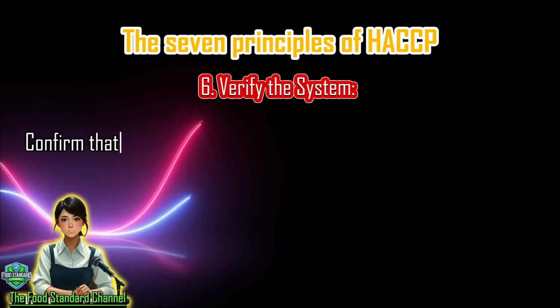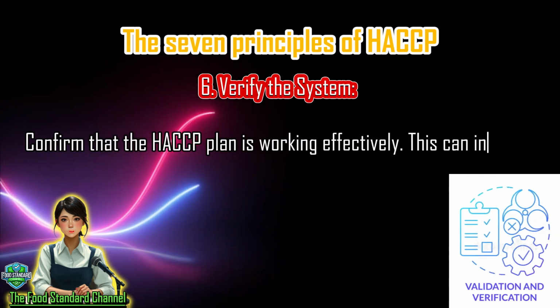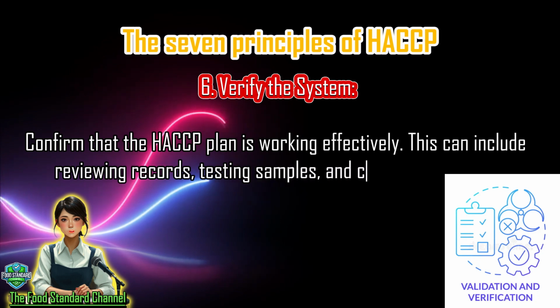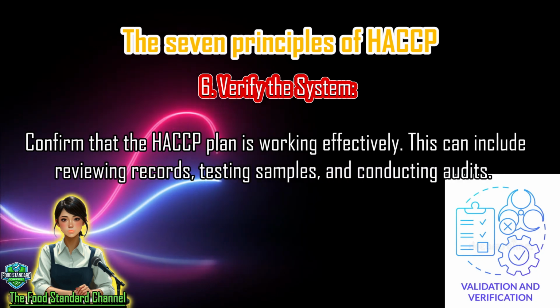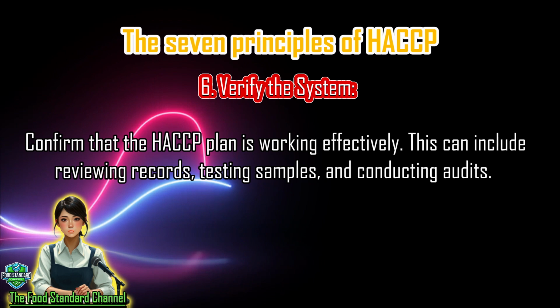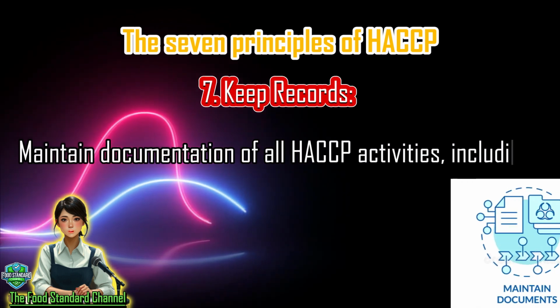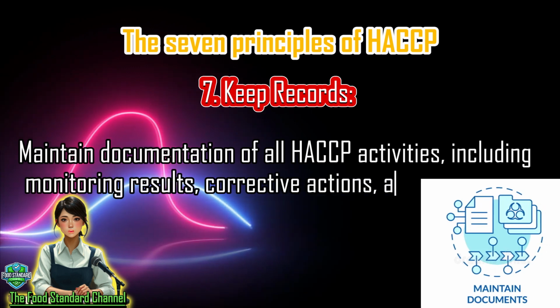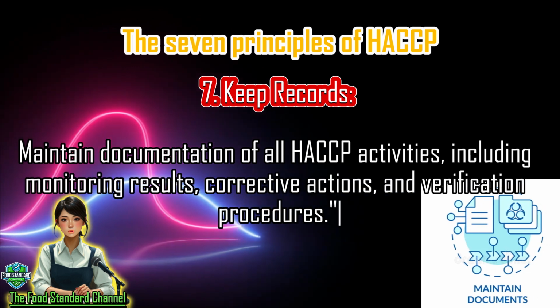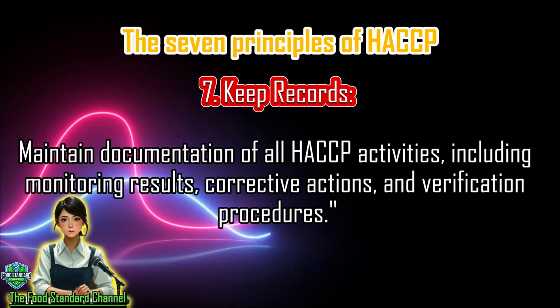6. Verify the system. Confirm that the HACCP plan is working effectively. This can include reviewing records, testing samples, and conducting audits. 7. Keep records. Maintain documentation of all HACCP activities, including monitoring results, corrective actions, and verification procedures.